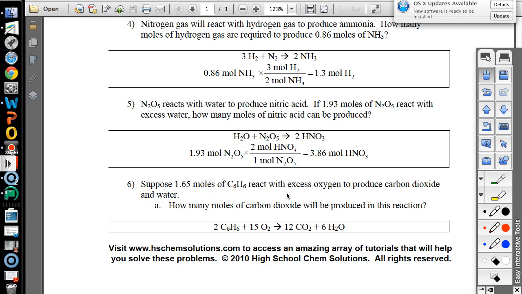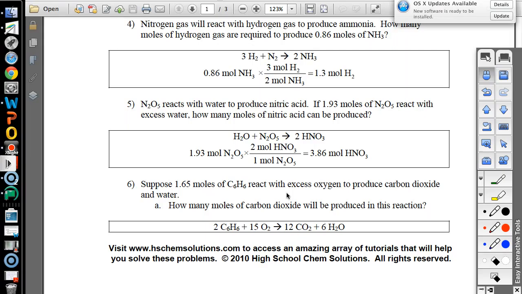Number 5, or excuse me, number 6. Number 6 is balance equation. I think that I want to go over that real quick. So let's do number 6. Let's talk about balancing the equation real quick, and let's make that the last thing that we do today.